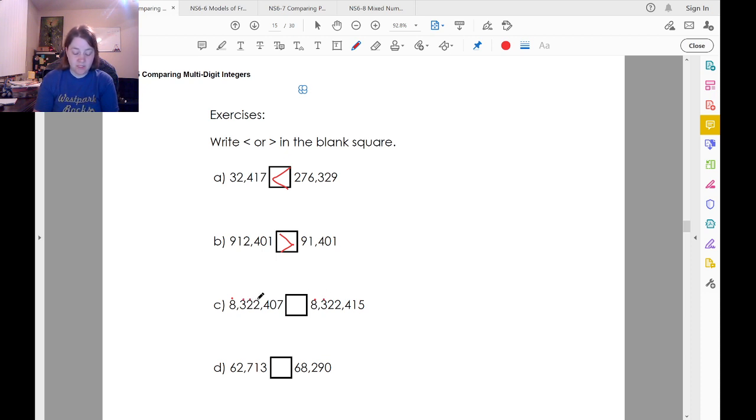Both 2s. Ooh, we're getting far here. Both 4s. And then we have 0 or 1. So is 0 or 1 bigger? Well, 1 is bigger, which means that this is the bigger number. And for the last one, the 6 is the same. So we're going to look at the 2 or the 8. And the 8 is the bigger number.